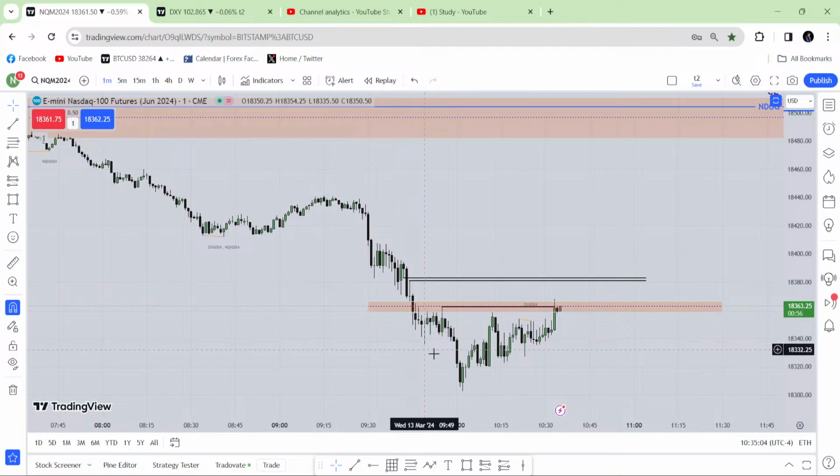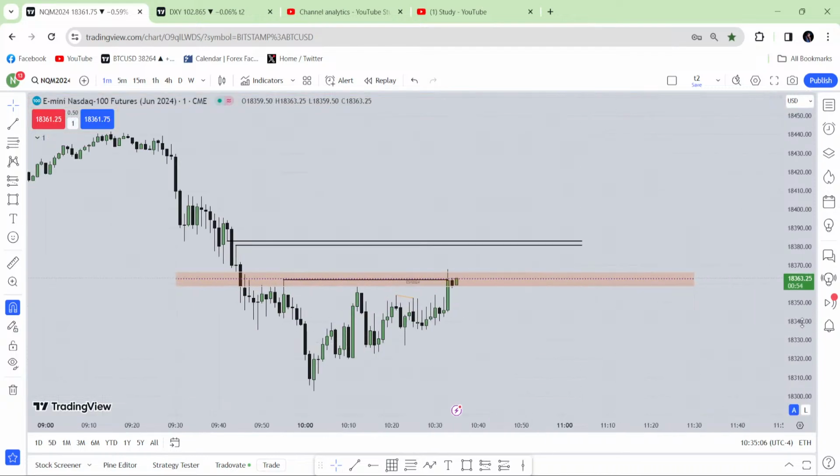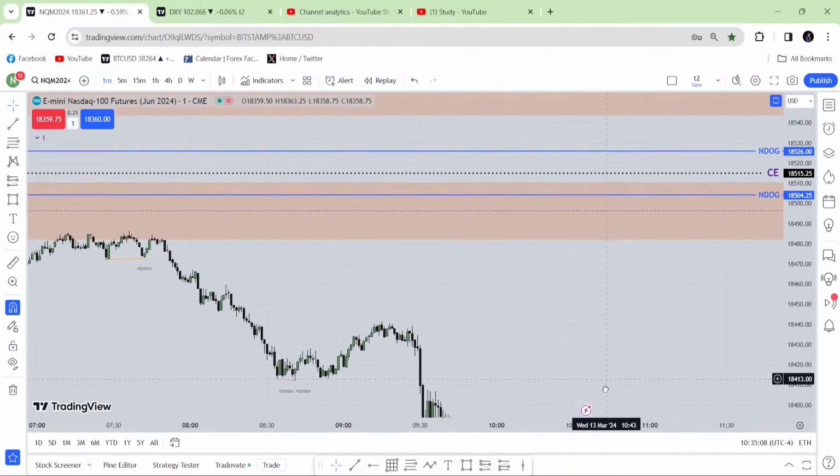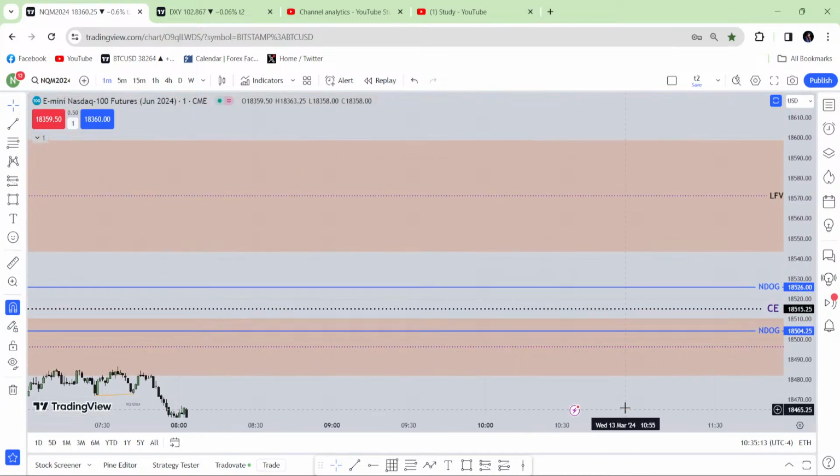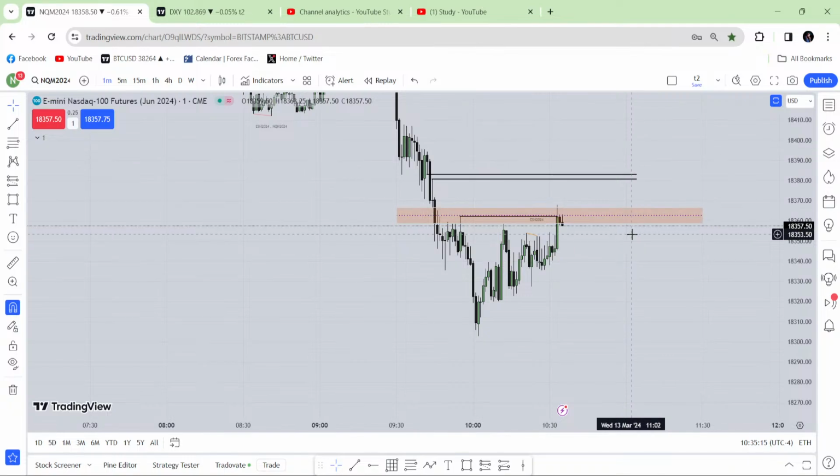Why are you not looking for buy? Because of the narrative. If the market can close above that new day opening gap, I will look for the buy then. Until then, I'm looking for sell.